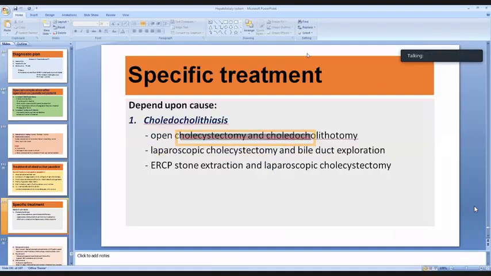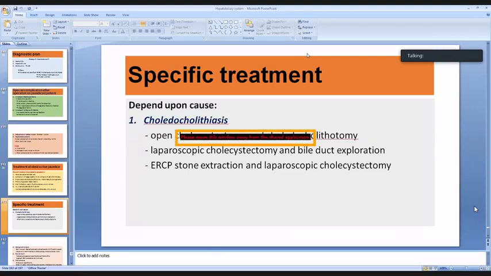Then এই কথা বলছো কে? So a specific treatment, definitely this is related to underlying cause. Number one key cause is choledocholithiasis, if there is a stone in the bile duct. So a traditional treatment is open choledocholithotomy and cholecystectomy. This is an old traditional treatment. That is, after opening up the abdomen, we have to open the bile duct and remove the stone. At the same time, we have to do the cholecystectomy.